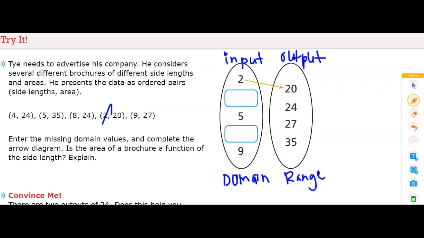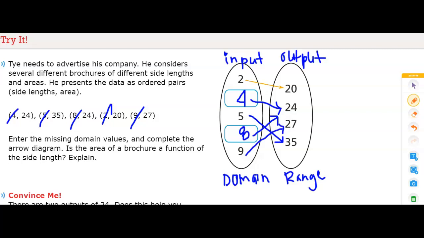So now we're going to put in all our inputs. We got 2. The next one will be 4. The next one would be 5. The next one would be 8. And the last is 9. Now we have to connect the arrows with its corresponding y value or output. So 2 is connected to 20. 4 is to 24. 5 is to 35. 8 is to 24. And 9 is to 27.